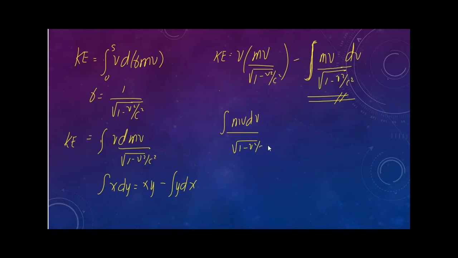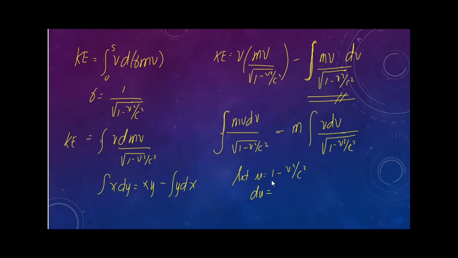Okay, let us recall in calculus the integration by parts, wherein the integral of x dy is equivalent to xy minus the integral of y dx. We will use this integration by parts so that we can derive an equation for kinetic energy. We have to identify x and y. So we now have kinetic energy, where our x is v, and then the dy would be the derivative of mv over square root of 1 minus v squared over c squared. So that will be our expression for xy minus the integral of y dx.